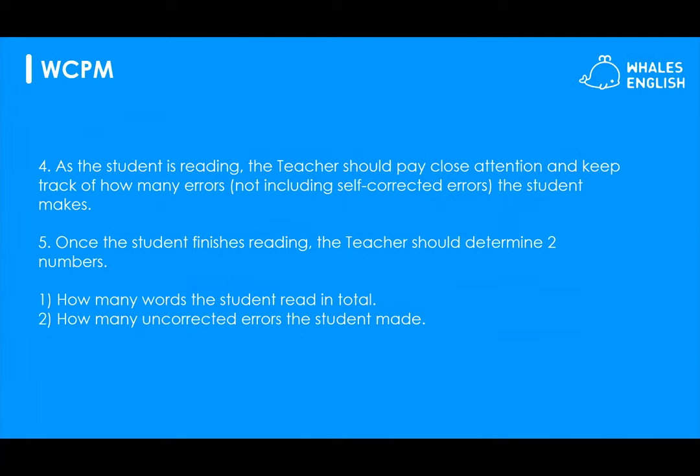Fourth, as the student is reading, the teacher should pay close attention and keep track of how many errors, not including self-corrected errors, the student makes. Fifth, once the student finishes reading, the teacher should determine two numbers. First, how many words the student read in total. Second, how many uncorrected errors the student made.